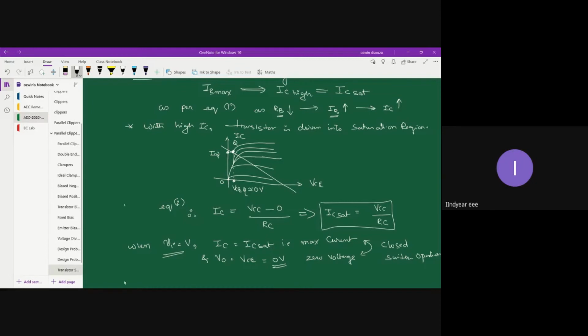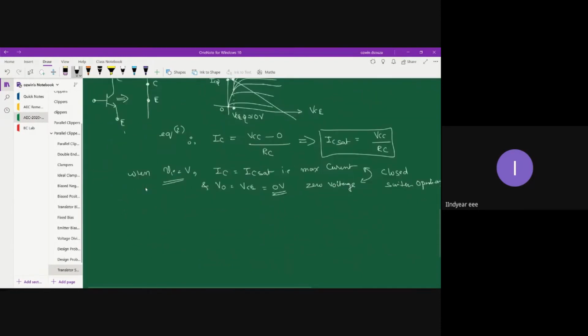So under this condition, the transistor may be considered as a closed switch. So what happens is that the collector and emitter terminals get short circuited, due to which a very large current IC saturation flows through the device. So this is the equivalent circuit for closed switch operation.